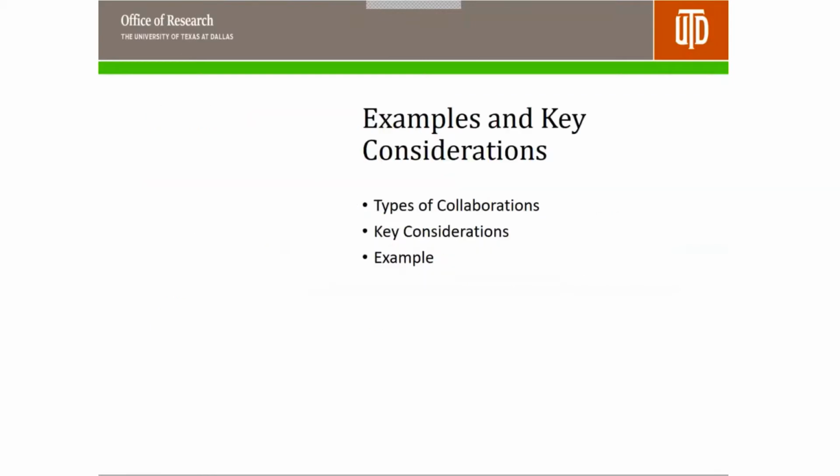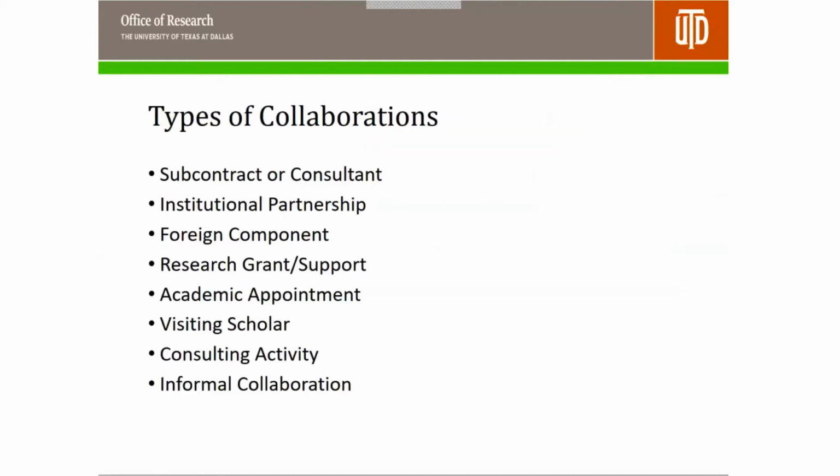Now that we've laid the groundwork and identified the regulatory environments in which these research collaborations exist, we're going to identify types of collaborations that we normally see at an academic institution, some key questions that researchers need to ask themselves before engaging in a collaboration that relates to these regulations, and then walk through an example. In terms of the types of collaborations that may need to comply with conflict of commitment and export control regulations, I've organized them from most formal to least formal.